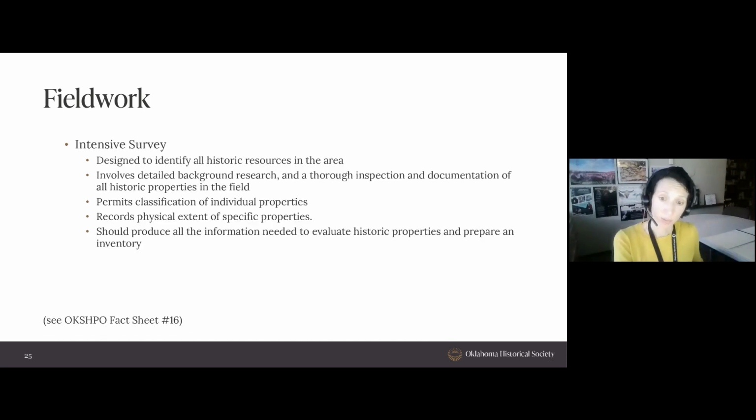And so switching from reconnaissance survey to an intensive survey, an intensive survey is designed to identify all historic resources in the area. It involves detailed background research and a thorough inspection and documentation of all historic properties in the field. It permits the classification of individual properties and records the physical extent of specific properties. It should produce all the information needed to evaluate historic properties and to prepare an inventory.